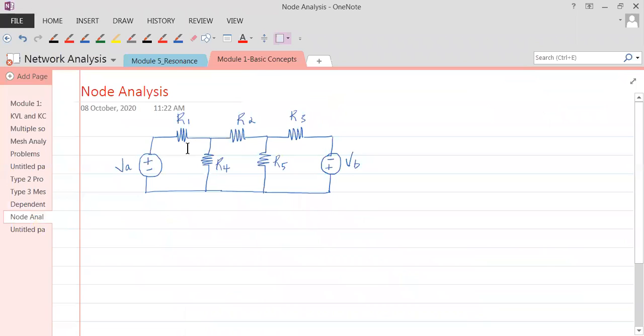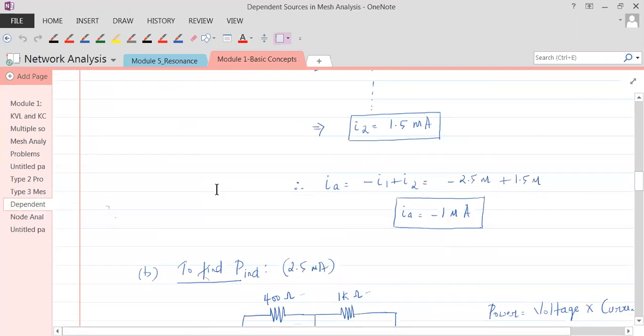Now, how many nodes are there? What did I say? Two or more branches should come together, and that point where two or more branches come together is a node. This can be a node when I consider this R1 as a separate branch and the voltage source where it is connected as a separate branch. Yesterday I was showing you that.